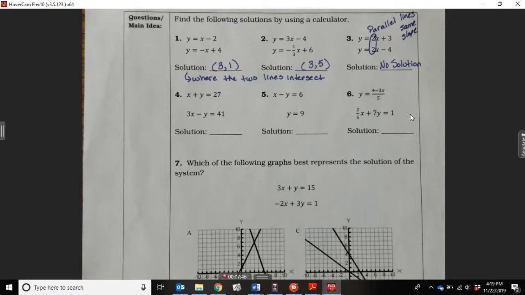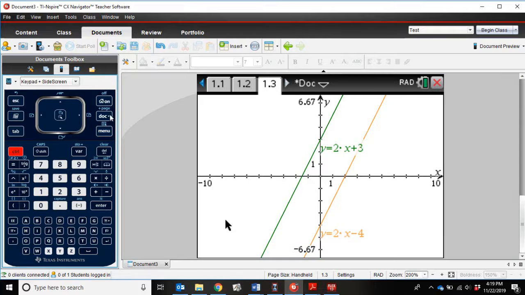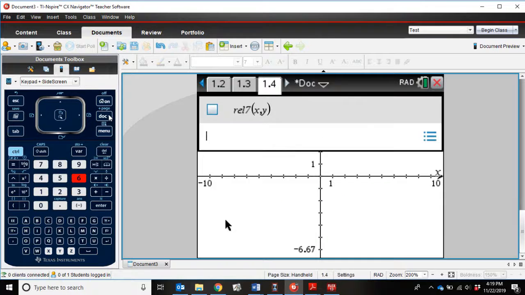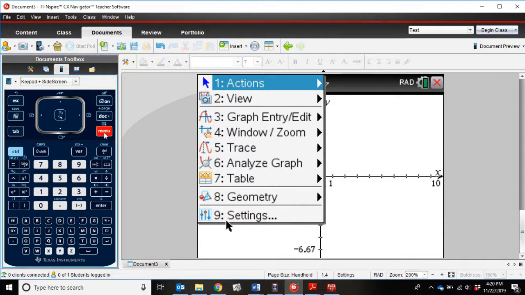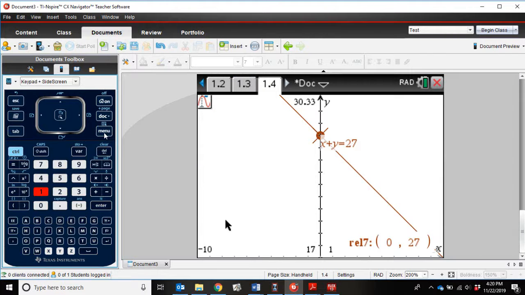All right, I'm also going to show you on number 4 that you can still use your calculator, a graph page. So if I press Control Dock and add a new graph page, these ones have to be typed as relations. So x plus y equals 27. And then tab, and I have 3x minus y equals 41. And what you'll notice is that you cannot see either of those equations because they don't fit on the graph. And we could zoom out and we can still press menu 5, 1, and it will take us to one of those equations. But it's just not as easy as the first 3 that we did.